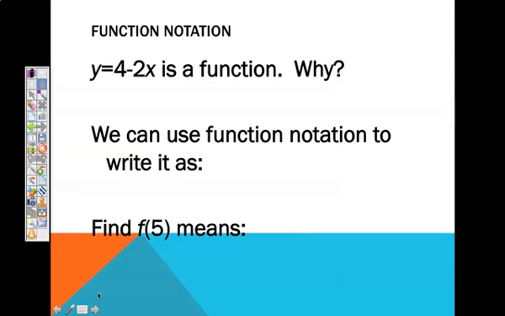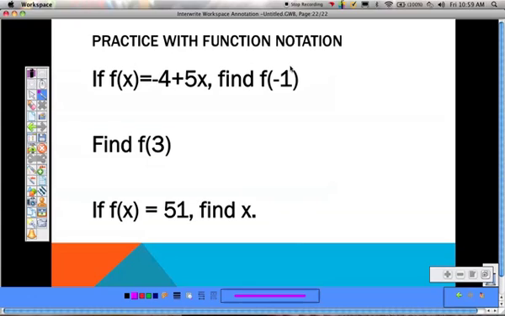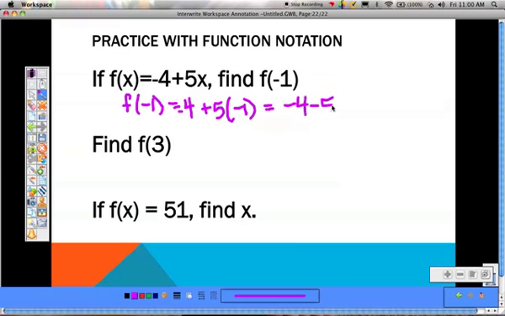Let's do more examples of what you might see with function notation. All right, we have this function, f. And again, they may use different letters instead of f, like g or h. Let's say f of x equals negative 4 plus 5x, find f of negative 1. It means substitute a negative 1 in for x. So f of negative 1 equals negative 4 plus 5 times negative 1. That equals negative 4 minus 5, and that equals negative 9. So we say f of negative 1 equals negative 9. It means when I plugged in a negative 1, I got a negative 9.